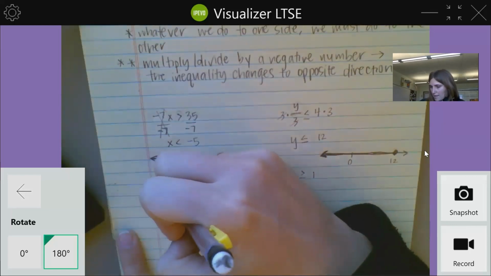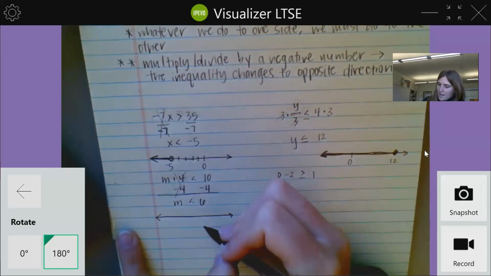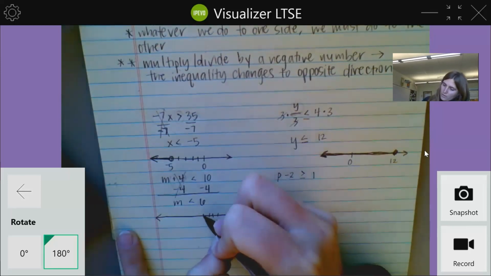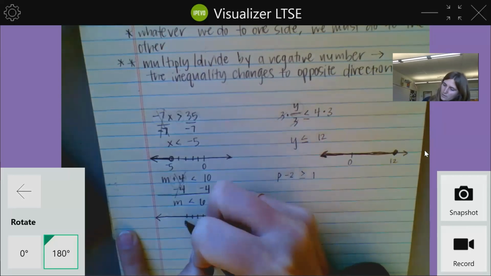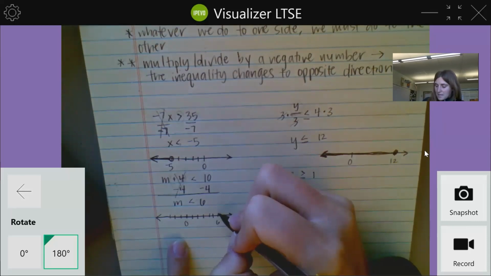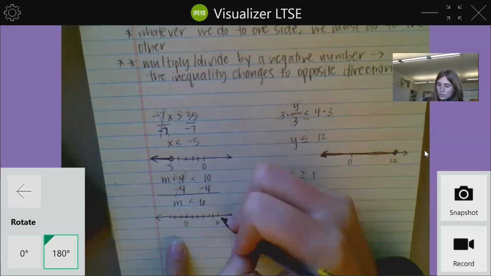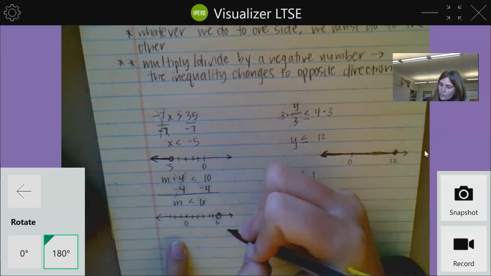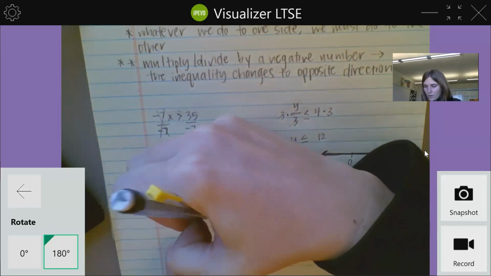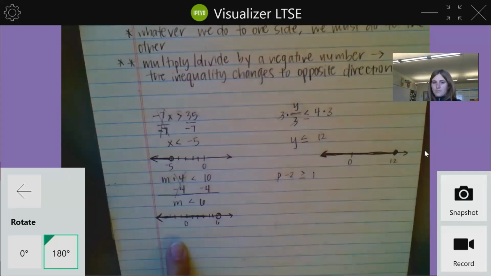On a number line, that means I have 6 up here: 6, 5, 4, 3, 2, 1, 0 is right there. M is less than 6, not less than or equal to, so I do an open circle, and then since it's less than, I draw my arrow to the left.